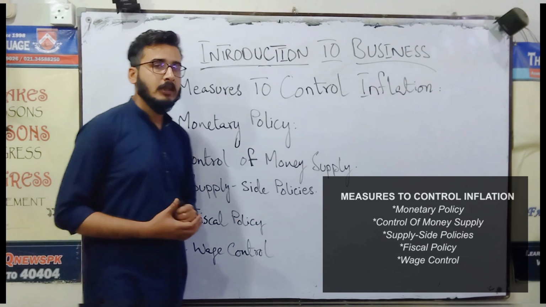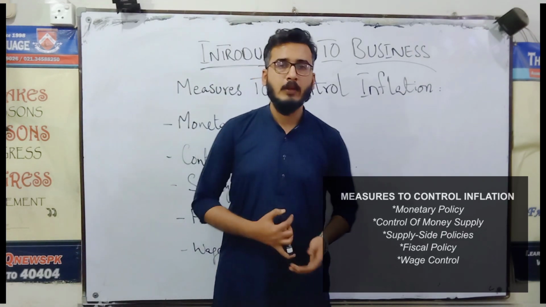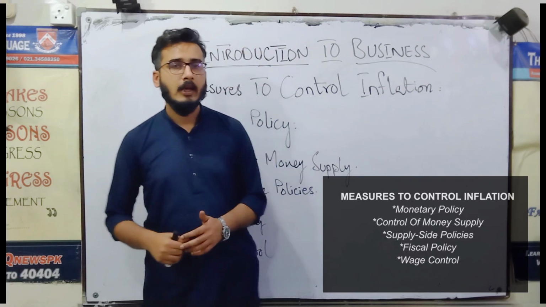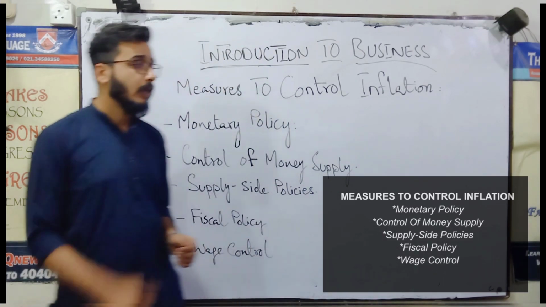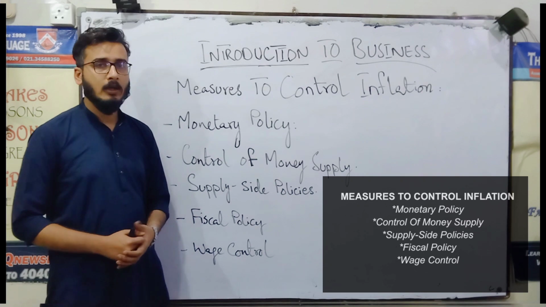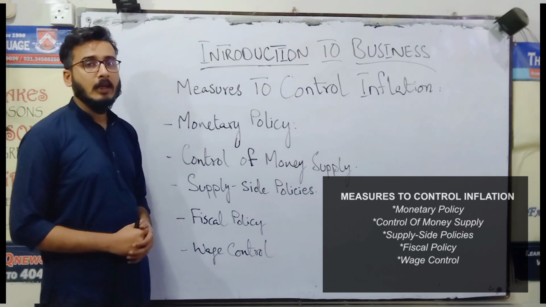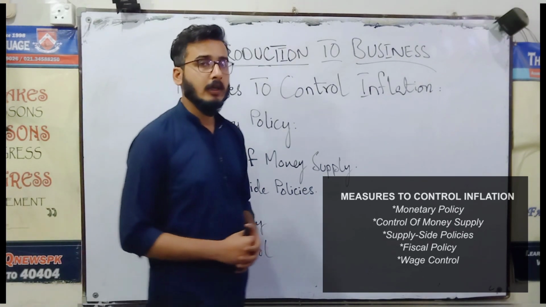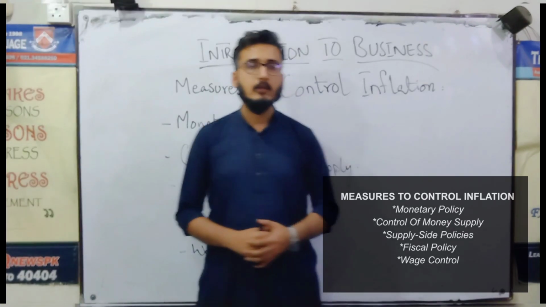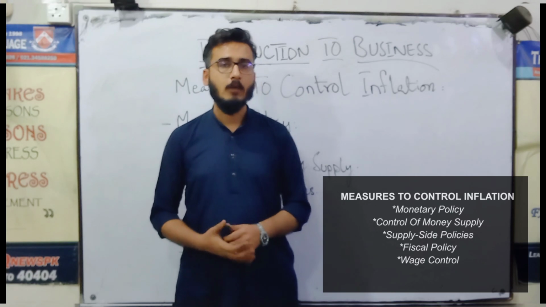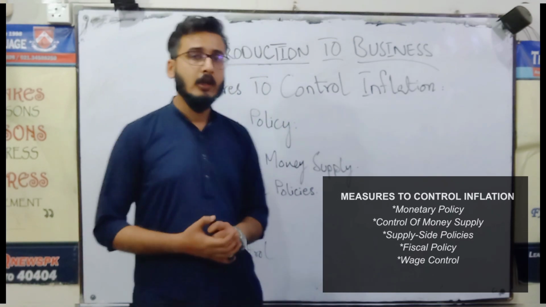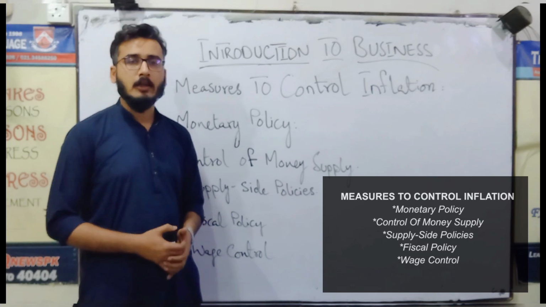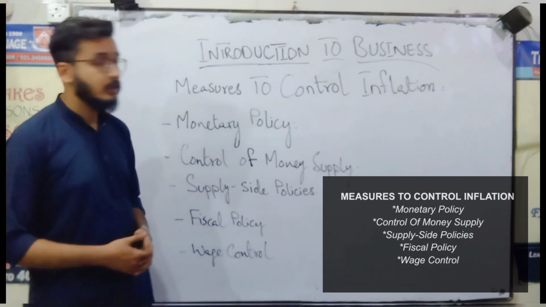Then control of money supply. The economists believe that there is a link between the money supply and the inflation. So if the money supply is controlled within the economy, then the inflation can be controlled as well. Then supply side policies. The government has to enhance the effectiveness and competitiveness of the economy, the balance of payments and the other things involved in economic growth, so that the inflation can be controlled by that.